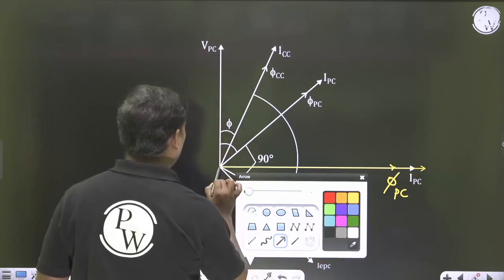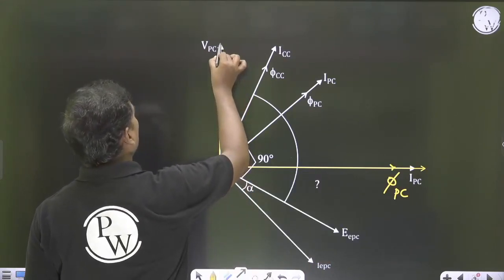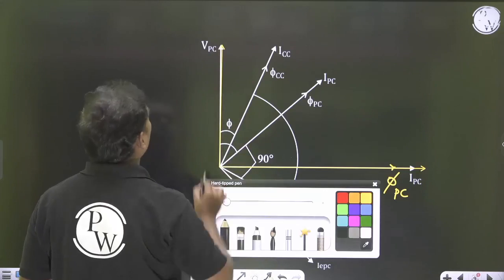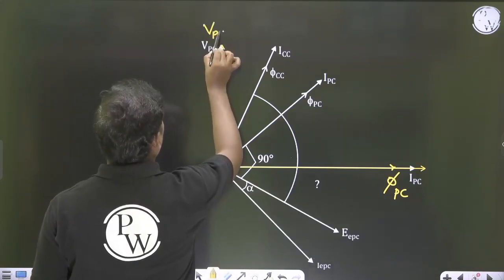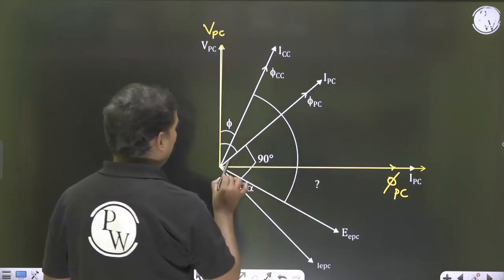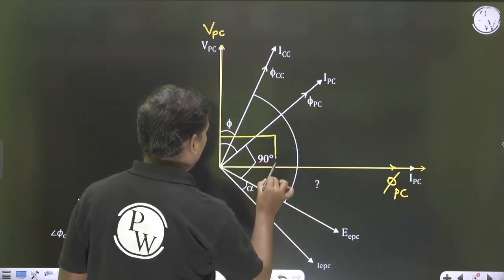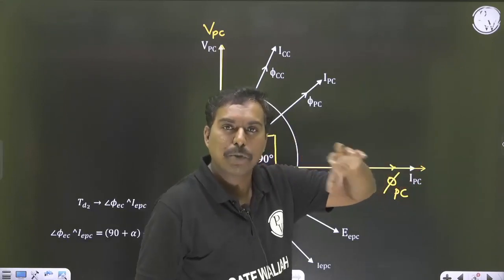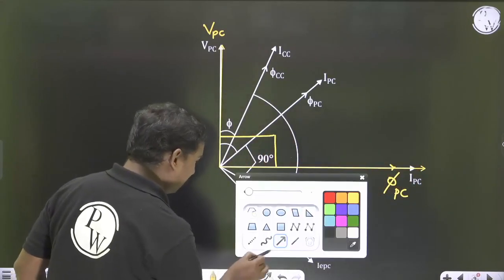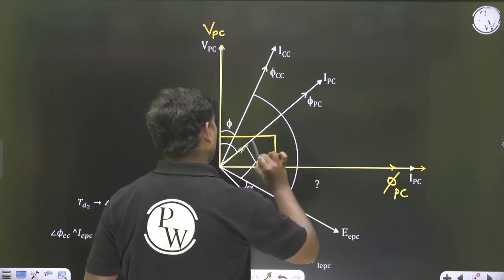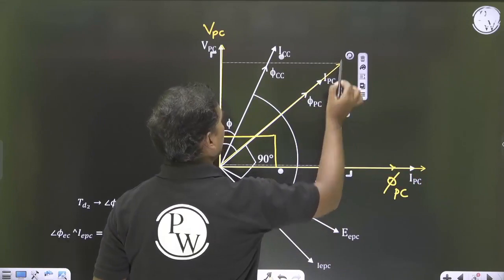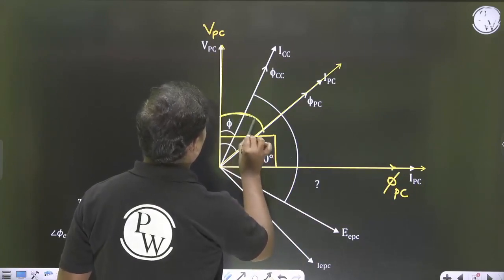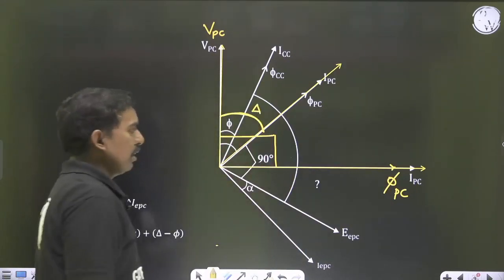Voltage should ideally be at 90 degrees. This is the voltage in the pressure coil. And the angle between these two must be 90 degrees actually. But practically speaking, it cannot be like that because the pressure coil is not purely inductive. So then comes the real part. It cannot be 90, it comes at an angle. So this particular angle I am taking as delta. Is it clear?